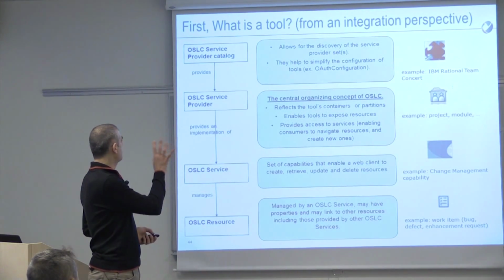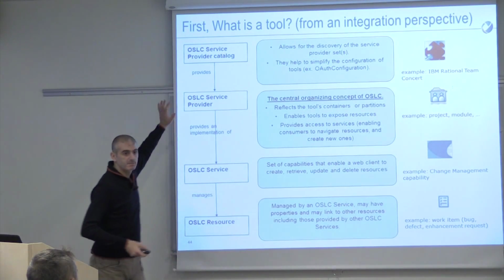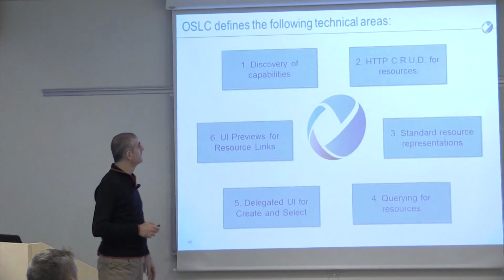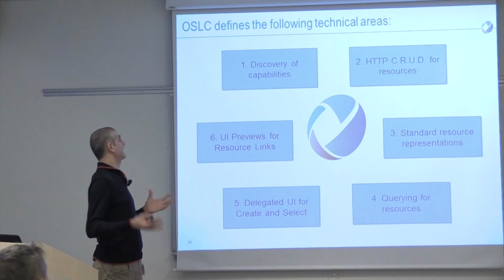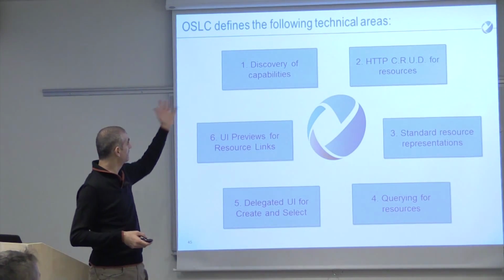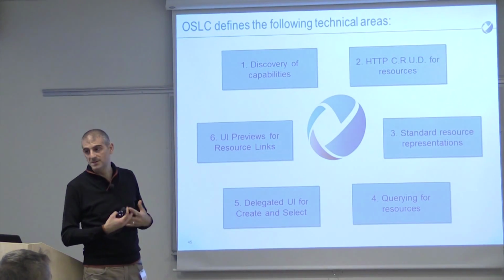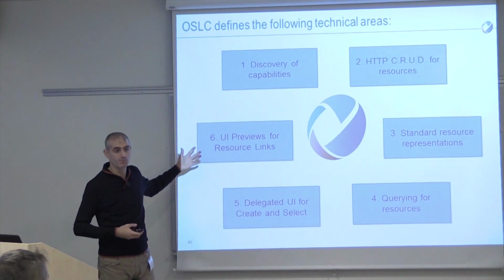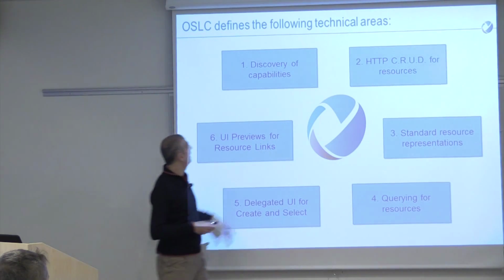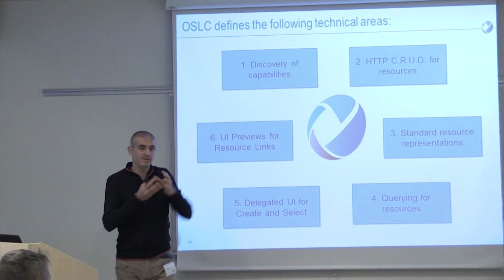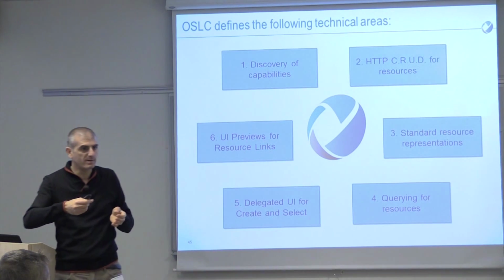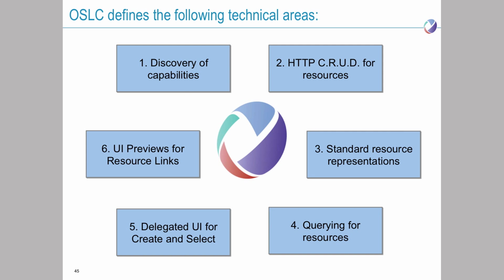Okay, I hope this is clear: the concept of service provider, catalogs and services. Among many, I guess, these are the capabilities of the core. This is what OSLC provides in the core, which is on top of linked data. This discovery capability, the fact that you can start with a catalog to find your service providers, to find out what kind of services I can use on a resource, and then actually executing the services you want.